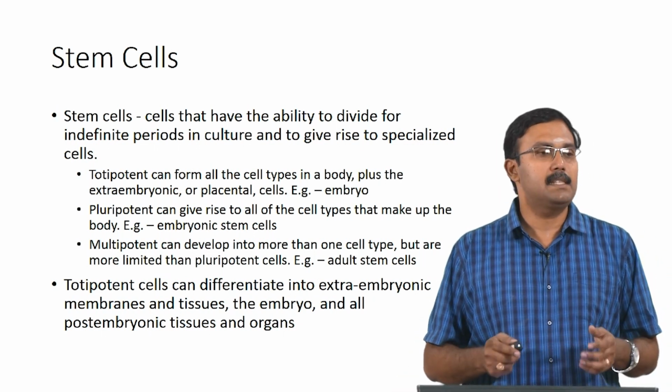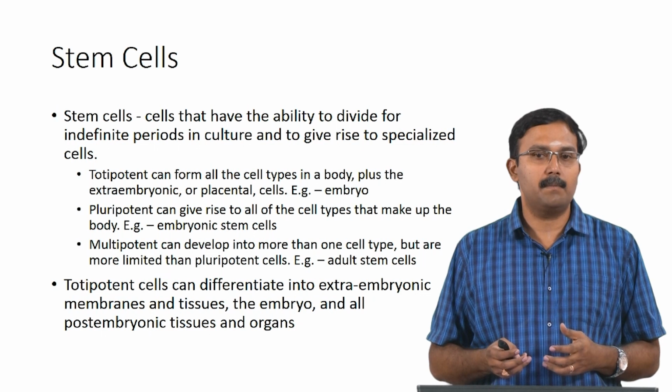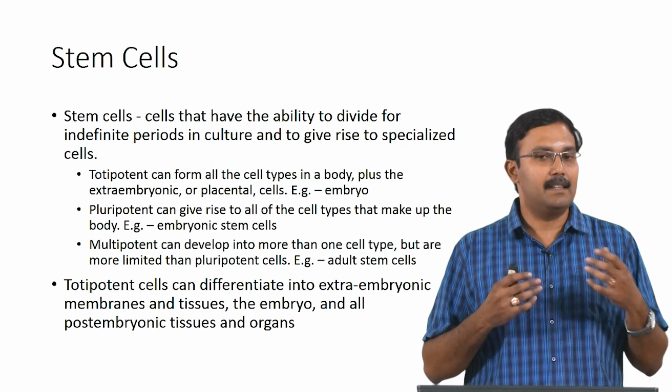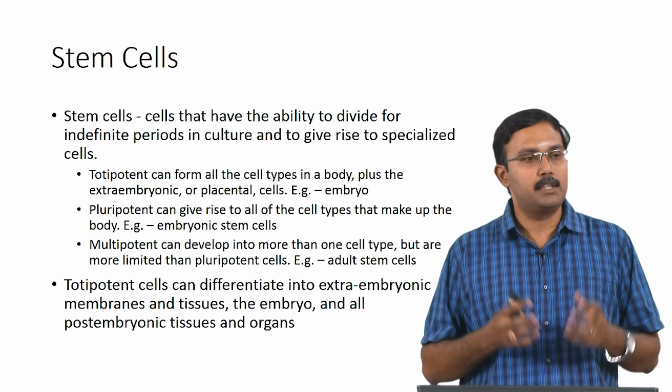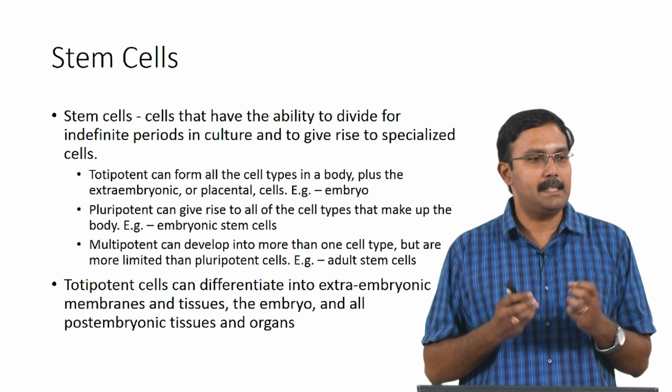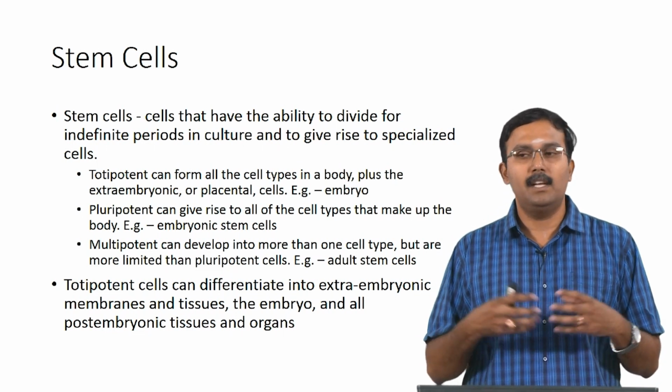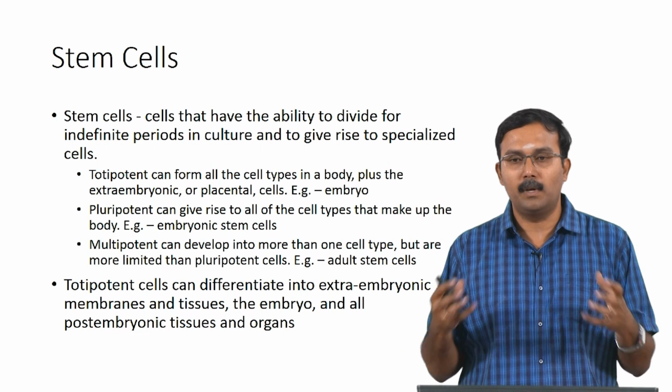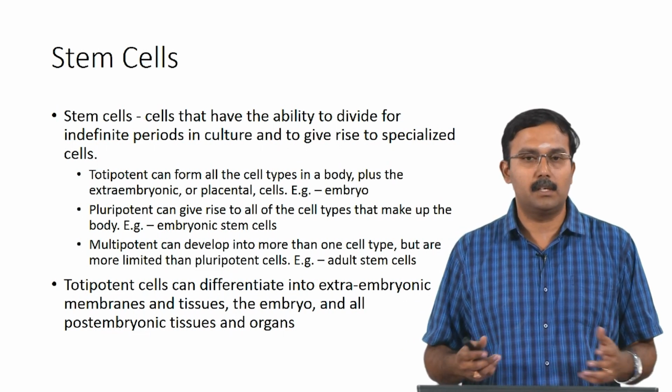So, totipotent cells can differentiate into extra embryonic membranes and tissues and the embryo and all the post embryonic tissue and organs, which means it basically has all the potential to develop into a whole organism. So, embryo is basically a totipotent cell.